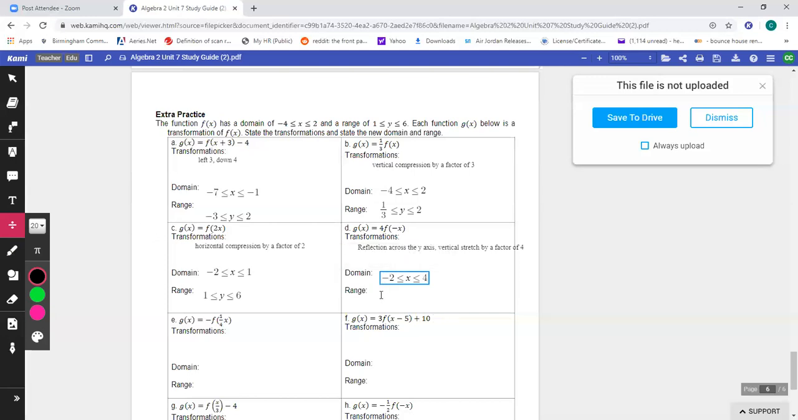And then the range, a vertical stretch by a factor of 4 just means that I multiply my y values by 4. So it's 4 less than or equal to y less than or equal to 24.